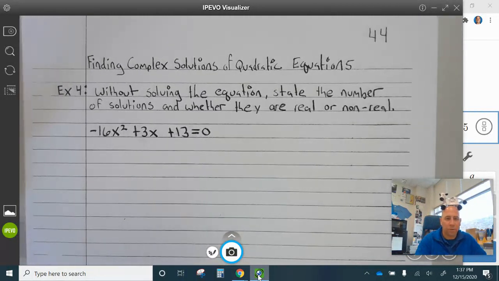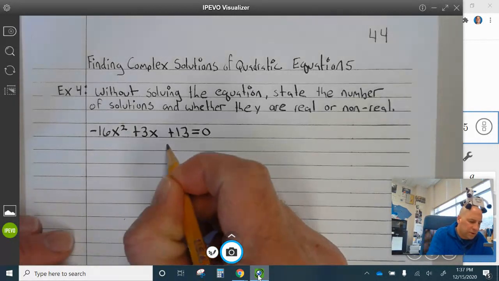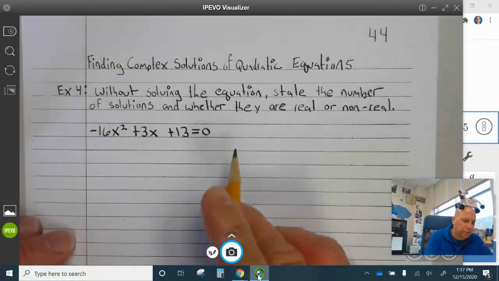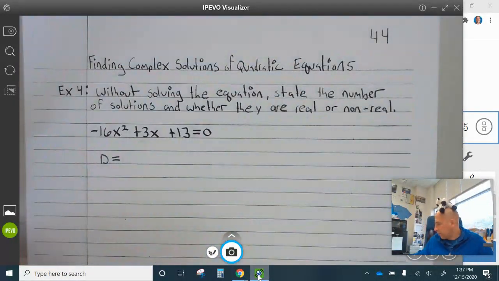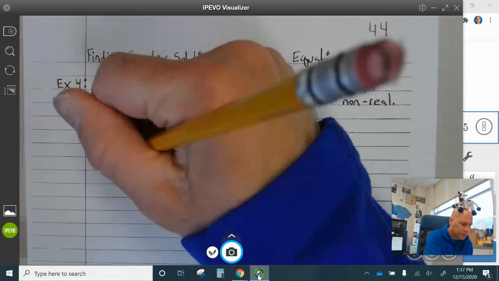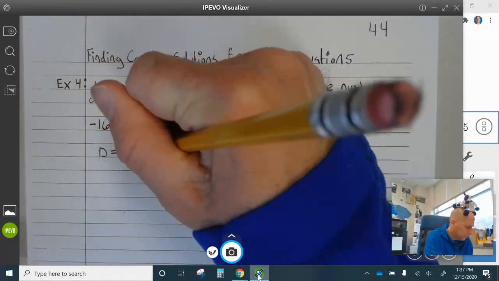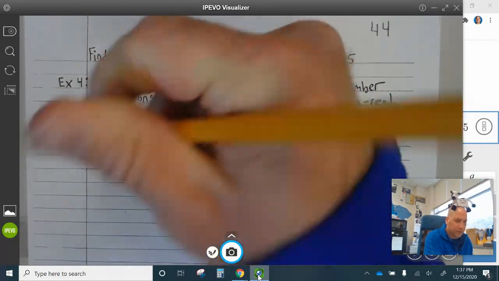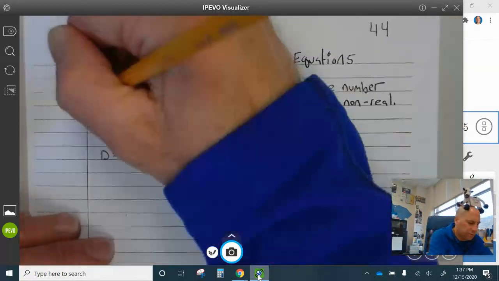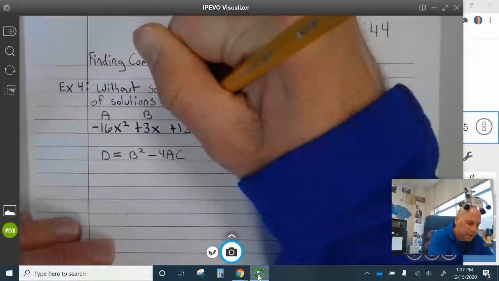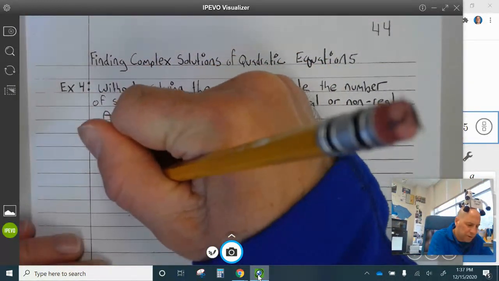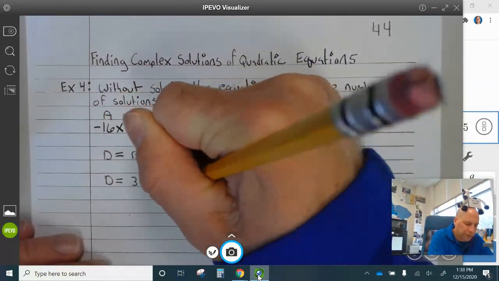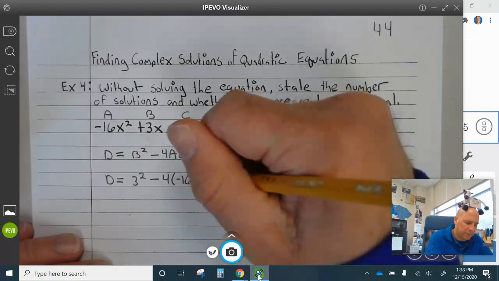All right, example 4. Without solving the equation, state the number of solutions and whether they are real or non-real. So now this is where the discriminant comes in. The discriminant equals, I'm going to go back to my notes, b squared minus 4ac. Where this is a, this is b, this is c. So D equals b, which is 3 squared, minus 4 times a, which is negative 16, times c, which is 13.